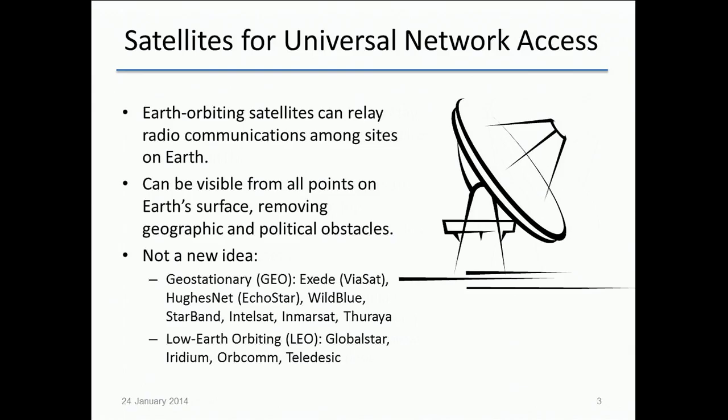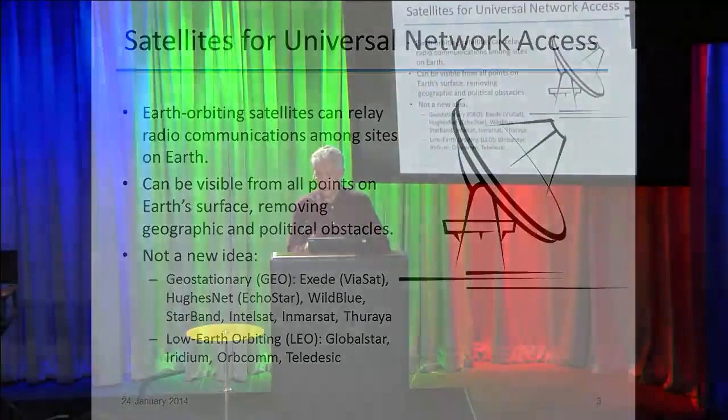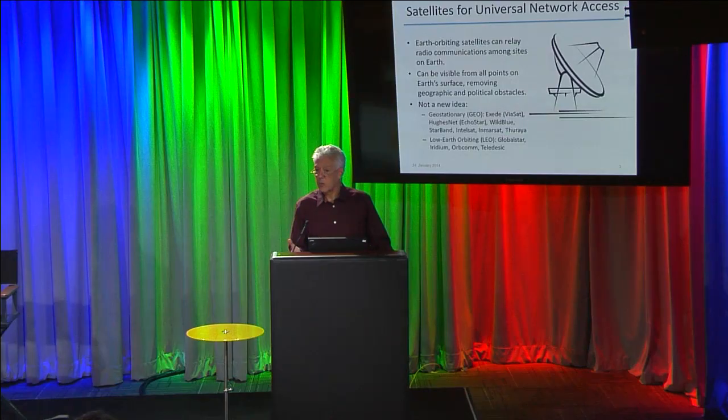We all know already that Earth-orbiting satellites can relay radio communications among sites on Earth, which is a great way of providing communication from any point on Earth to any other point on Earth. They have the advantage of being visible from all points on Earth's surface, depending on what the orbit inclination is, and as such, they remove a lot of the geographical and potentially political obstacles from communication. The communication can easily span national boundaries. It can reach into parts of the world where political considerations may be shutting down other kinds of network access. And this is not a new idea.